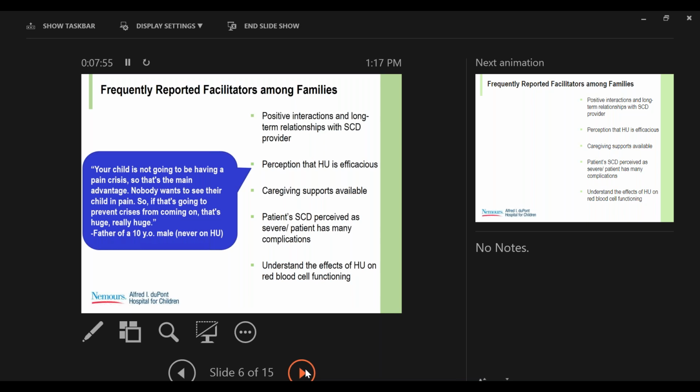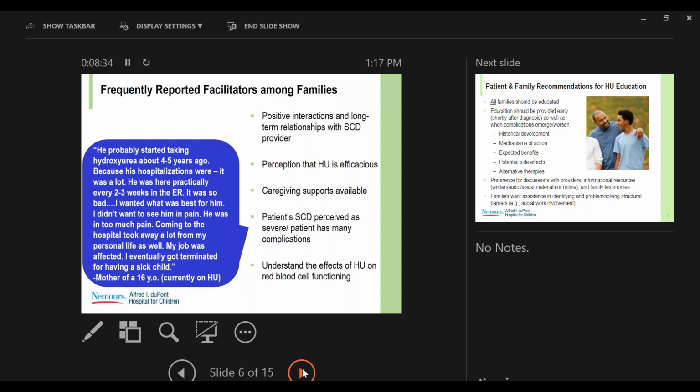Obviously, perceiving that hydroxyurea works, that it's efficacious, was something families talked about as a positive motivator. Families who have caregiving supports available, where it's not a single parent household, where there are other adults able to help manage the increased clinic visits or the additional lab work needed to be on hydroxyurea, talked about how that helped them decide it could be feasible for the family.